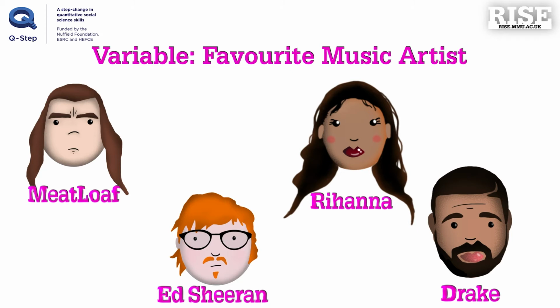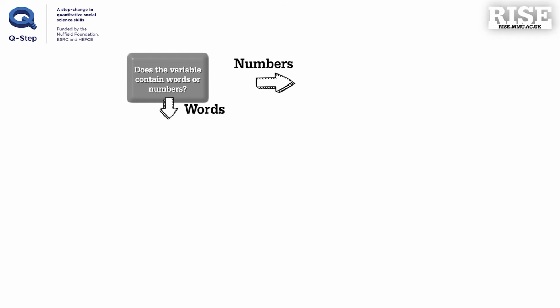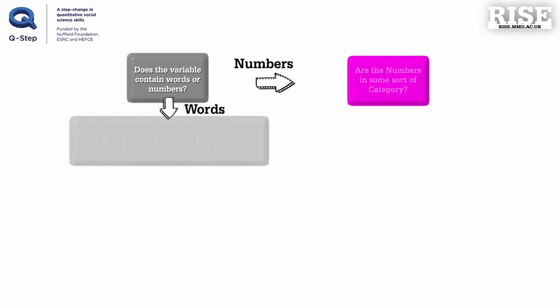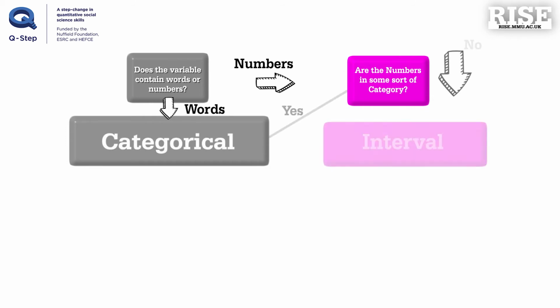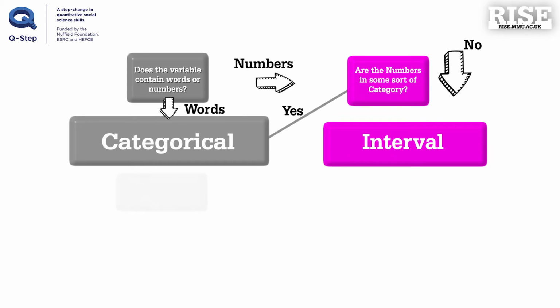So when you're identifying variables, the first thing you should be asking yourself is, does the variable contain words or numbers? With this example, we know that we're looking at favourite music artist. That sounds to me like it's words. There's no discussion of numbers in there. So if it contains words, we know that this is going to be a categorical variable. If it was numbers, then it wouldn't be categorical, in which case we'd have to ask ourselves some other questions. But let's focus on categorical for now, seeing as we know that it's words we're using.